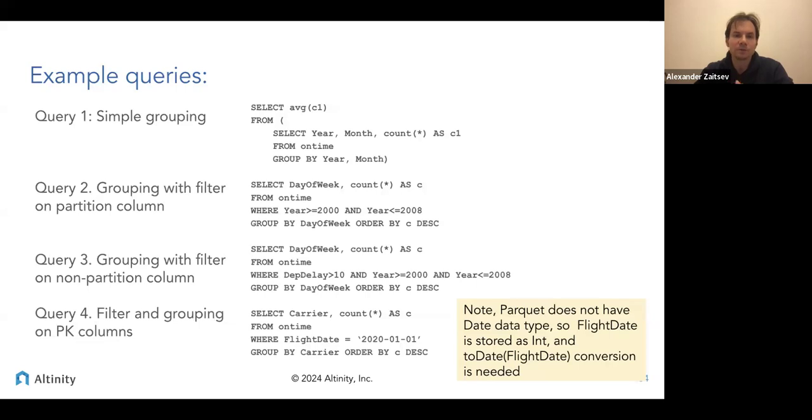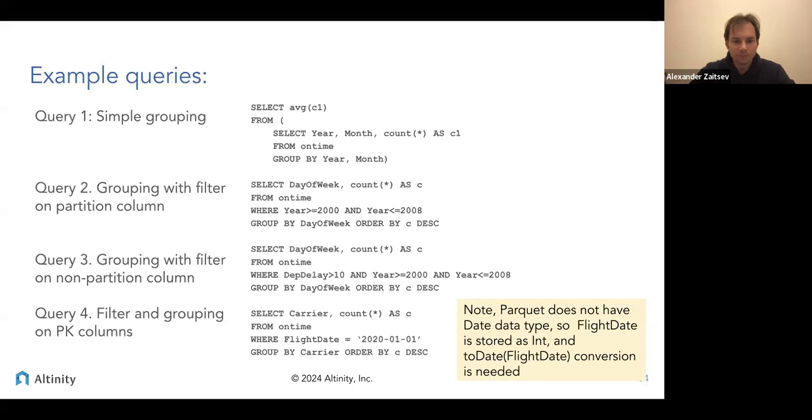The first query is very simple grouping. So no filters, several columns, and grouping. The second query is a bit more complex. We will have a filter on year, which is a partitioning column, so it should be very efficient, and also simple grouping and aggregation. Query number 3 adds a filter on a non-partition column. So this is yet another column, and it will require more work from the database, potentially a full scan now.